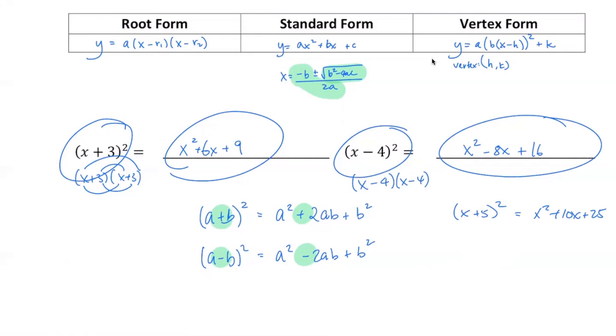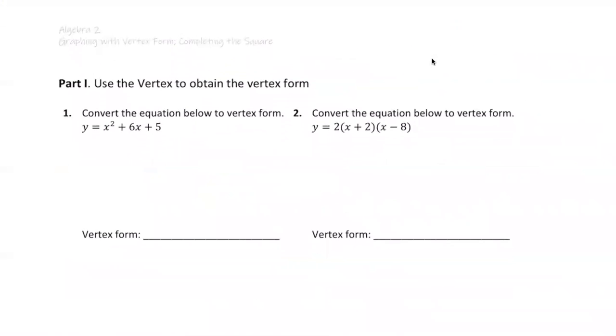So in the next video we will start talking about how we obtain the vertex form using the vertex. That's what we will do today. And then we will do a part 2, which is to use something called completing the square. So in the next video we'll go ahead and find the vertex using some skills that we learned previously, and then we will get the vertex form.